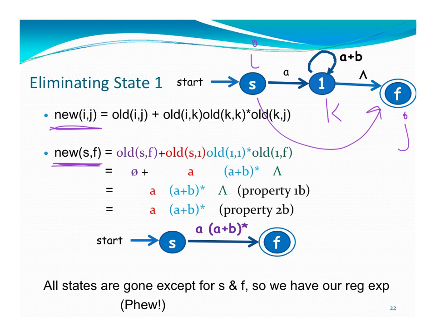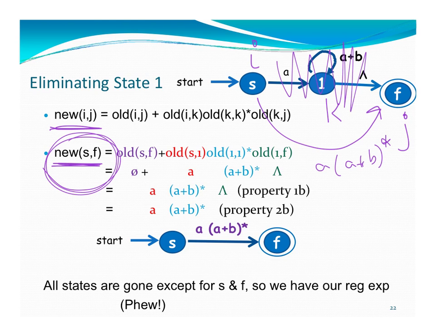And so what that means is that the new connection between S and F is going to be labeled as A times A plus B starred. And we're going to get rid of all this stuff in here. And if you look down here at the bottom, that's exactly what we have, right? We have our start state, and there's only one transition to our final state, which says A times A plus B star on it. And so now we look at this and we say, we've gotten rid of all of our states. All that's left is S, our start state, and F, our final state, so we have our regular expression.